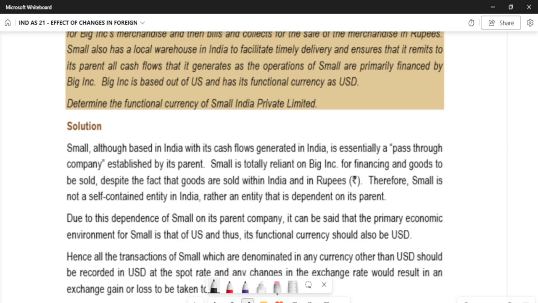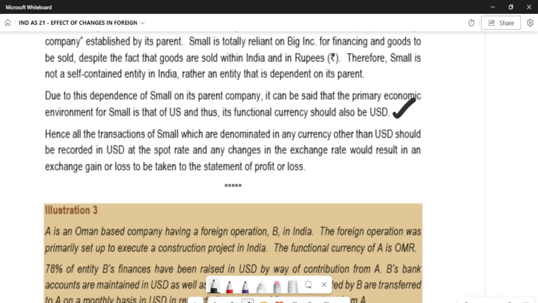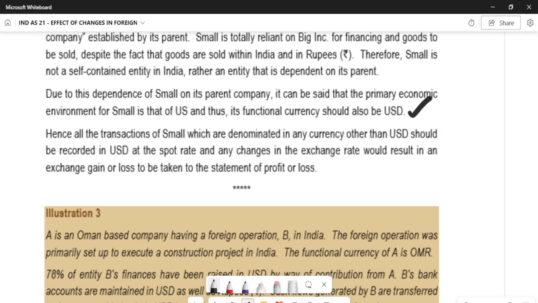Due to this dependence of Small on its parent company, it can be said that the primary economic environment of Small is the US and thus its functional currency should also be USD. Hence, all the transactions of Small which are denominated in any currency other than USD should be recorded in USD at the spot rate, and any change in exchange rate would result in an exchange gain or loss to be taken to the statement of profit and loss. Therefore, the functional currency of Small is also USD, not rupees.